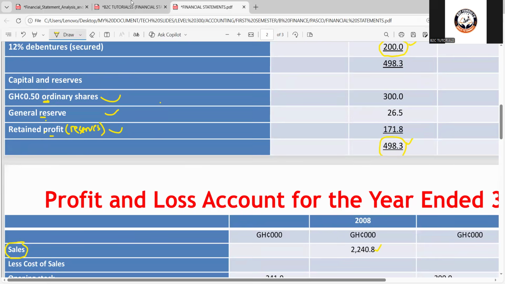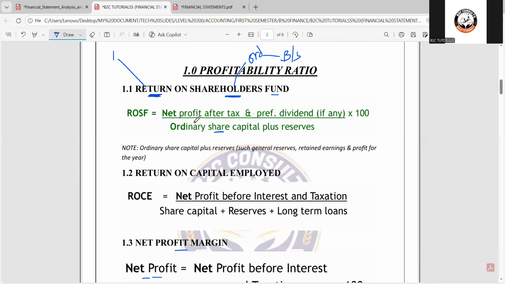So the question says that net profit after you have paid. So what is their return? Their return is the amount of money that belongs to them after you have paid all the expenses, after you have paid the taxes, after you have paid the preference dividend. What is the money for them divided by what they have contributed, times 100%?